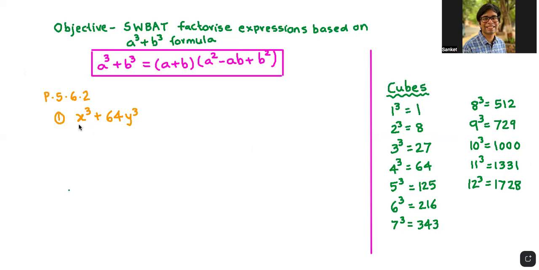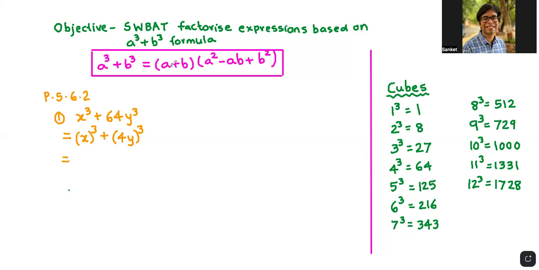The first problem is to factorize x cube plus 64y cube. We need to first write it in the form of a cube plus b cube, meaning the cube of some number plus the cube of some other number. So x cube I can write as cube of x, and for 64y cube, I know 64 is the cube of 4 and y cube is the cube of y. So I can write (4y) the whole cube. When I do (4y) the whole cube, 4 cube is 64, y cube is y cube. So this is my most important step.